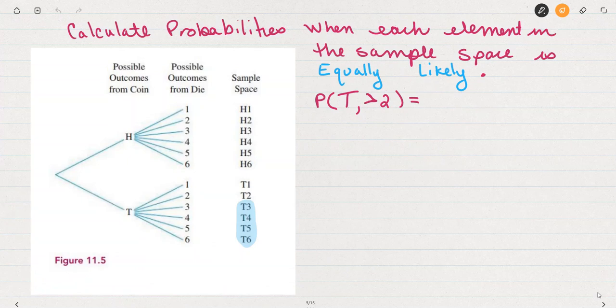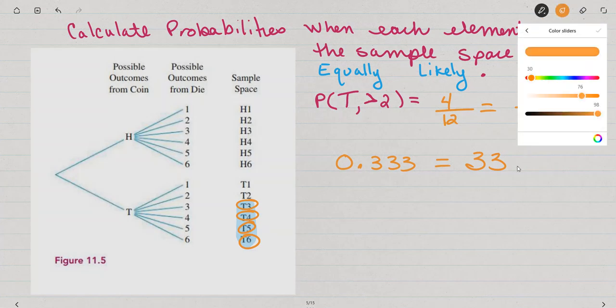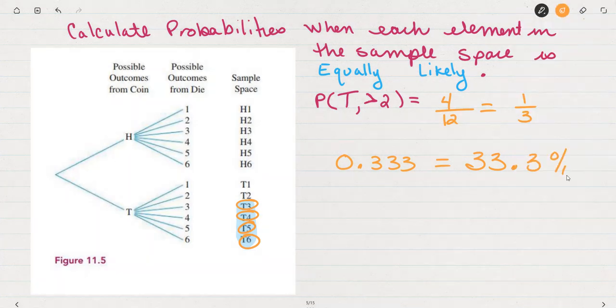Another example, what's the probability of getting a tail and a number that's greater than 2? It looks like that would be a 3, 4, 5, or 6. There's 4 of those in our sample space. 4 out of 12 reduces by 4 to 1/3. If I divide 1 divided by 3, I'm going to get 0.3 repeating. So as a percent, if I multiply by 100, I'd get 33.33%, or 33.3%.